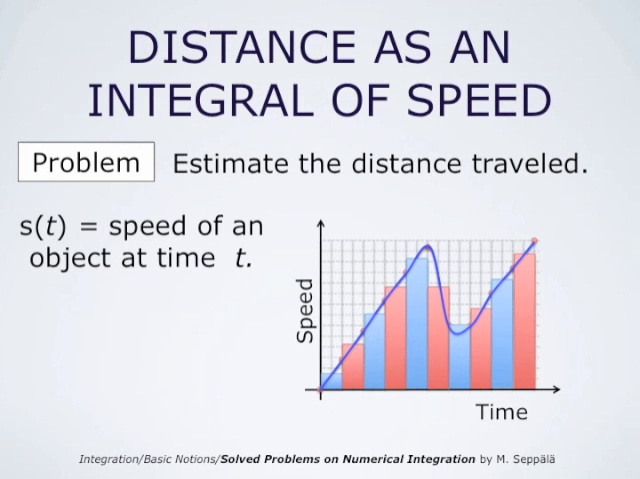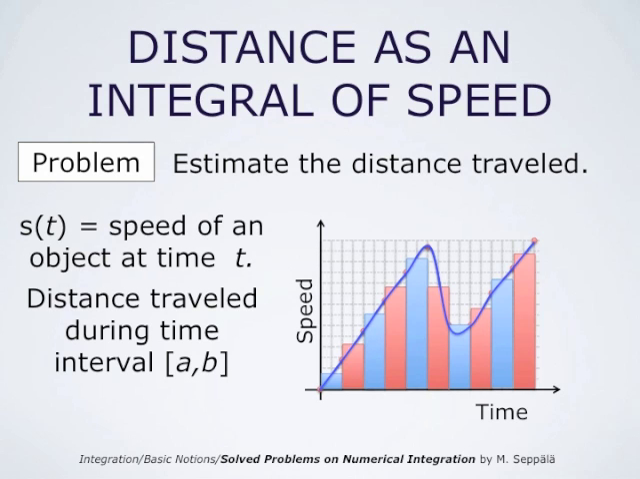The considerations that we use to estimate the distance traveled tell us that if s of t is the speed of an object at time t, then the distance traveled during a time interval is simply the same as the area of the domain under the graph of the speed function and over that particular time interval. This means that this is the integral from a to b of s of t dt. Speed may be measured, for example, in meters per second. And if time is also measured in seconds, then the unit of this integral from a to b of s of t dt is meters.